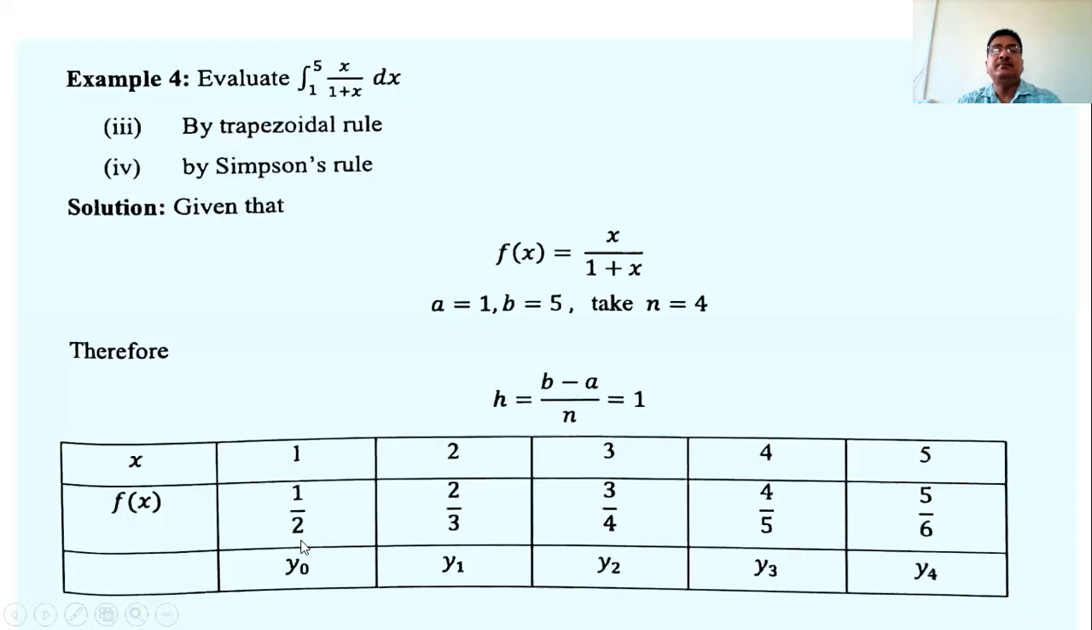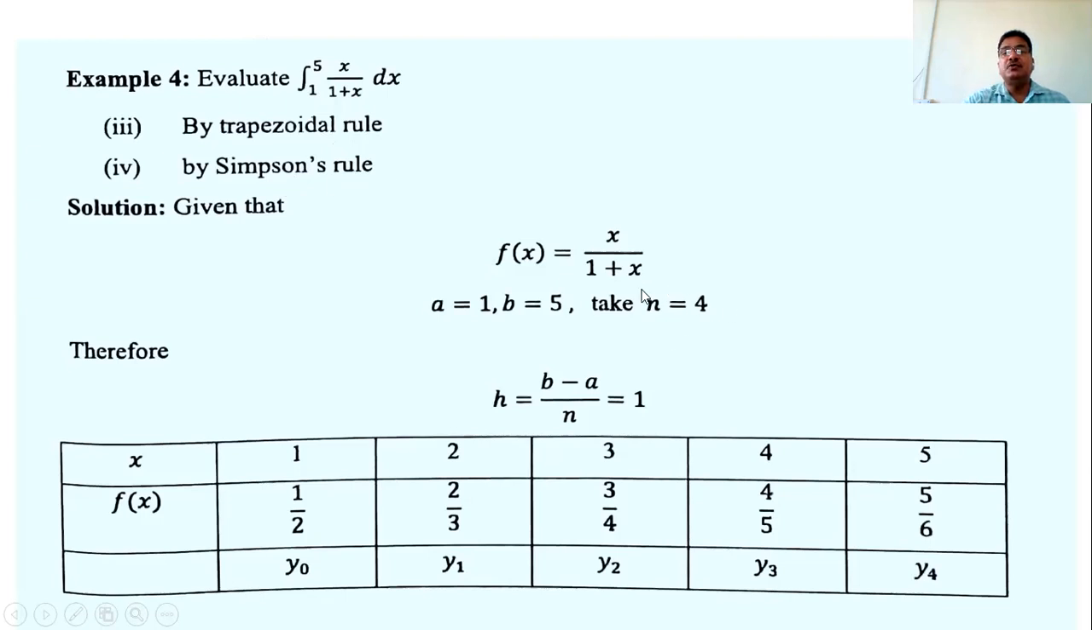Then the next problem: evaluate integration 1 to 5 x by 1 plus x dx by the trapezoidal rule and by Simpson's rule, that is either Simpson's 1/3 rule or Simpson's 3/8 rule. So we first divide this interval. This is f(x), x by 1 plus x is f(x), a is 1, b is 5, and then we have to decide how many subintervals of this 1 to 5 under the trapezoidal rule and Simpson's 1/3 rule.